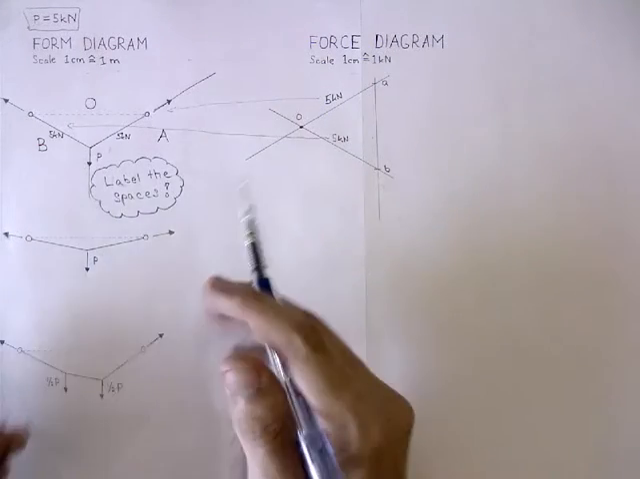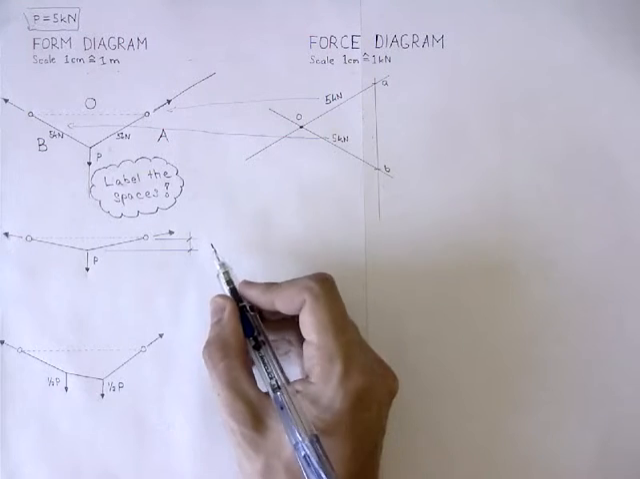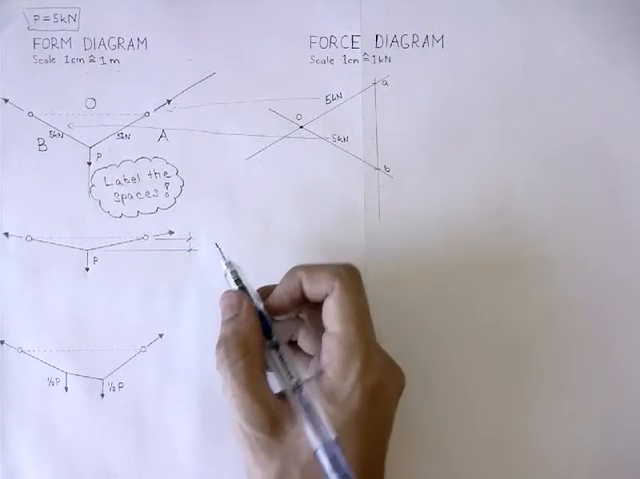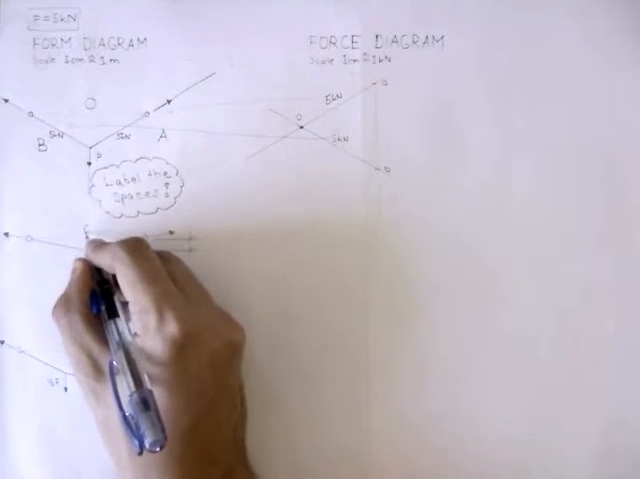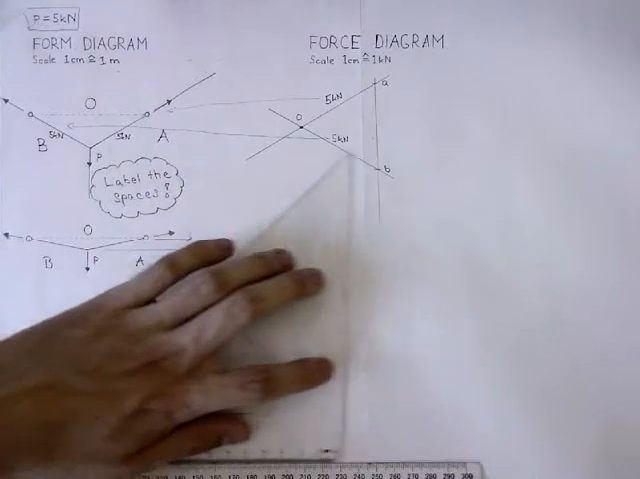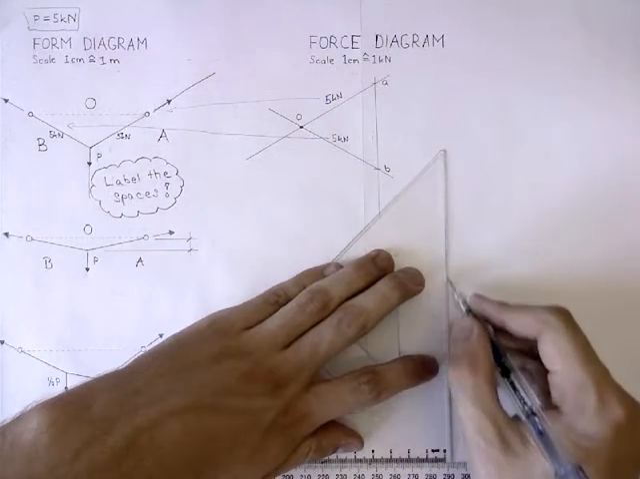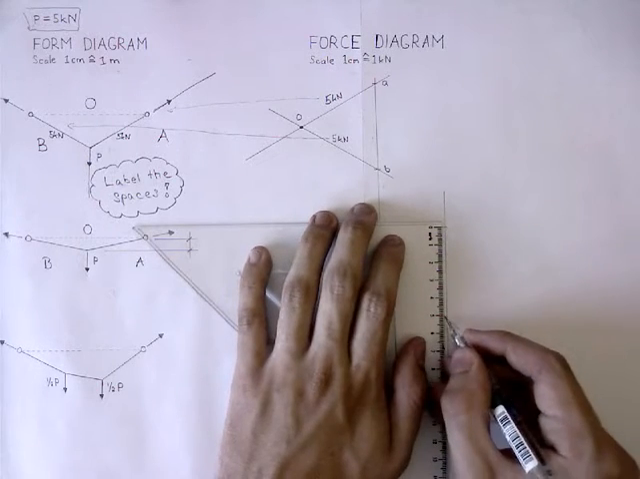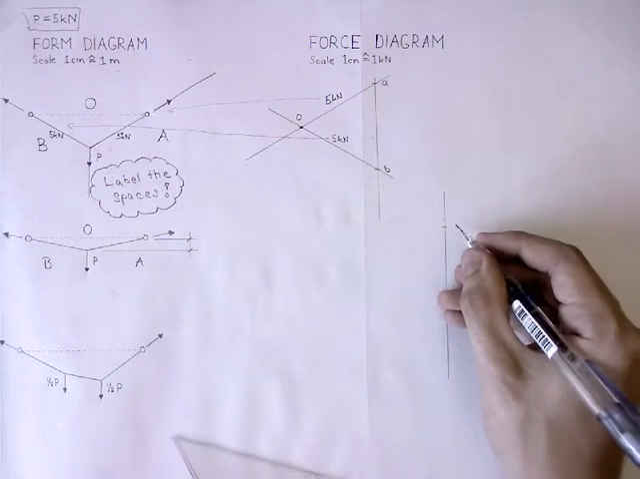In the second example, the overall height of this structure, a so-called structural depth, has been reduced. Let's see what happens with the forces. First, label the spaces. Draw the load line. The force is again 5 kilonewtons. Now label the points starting with A.